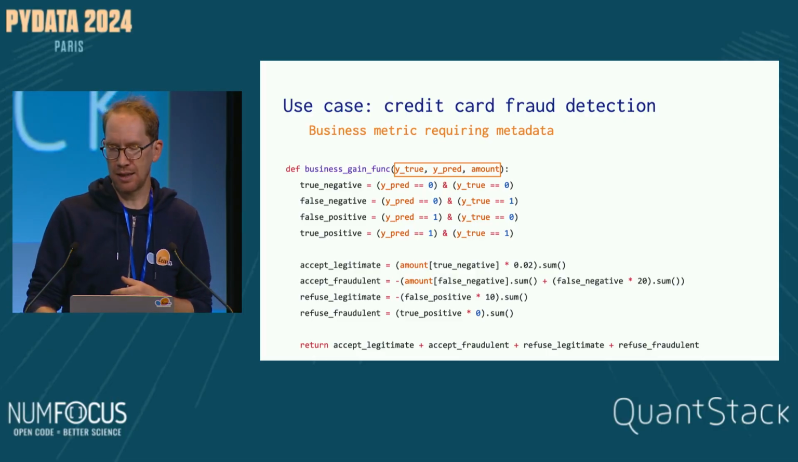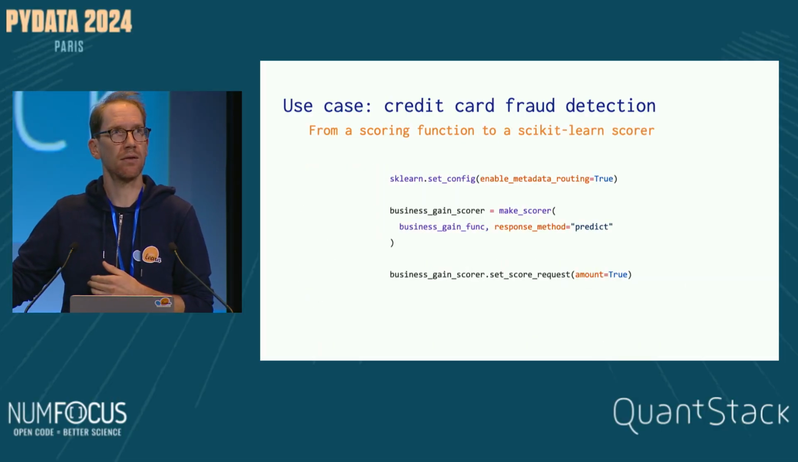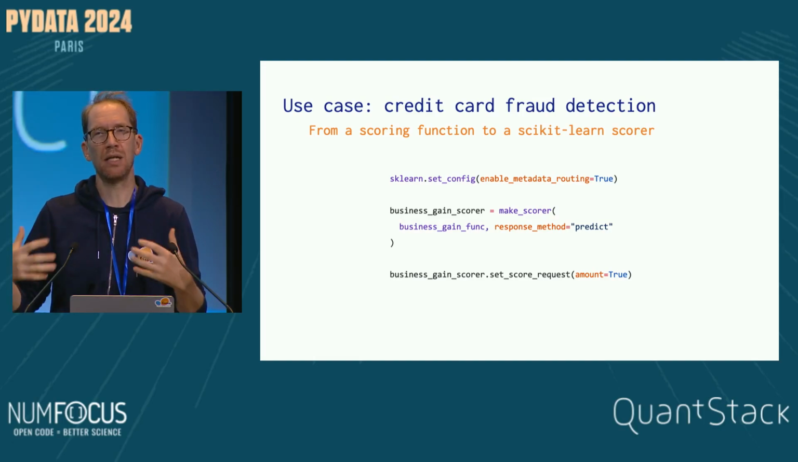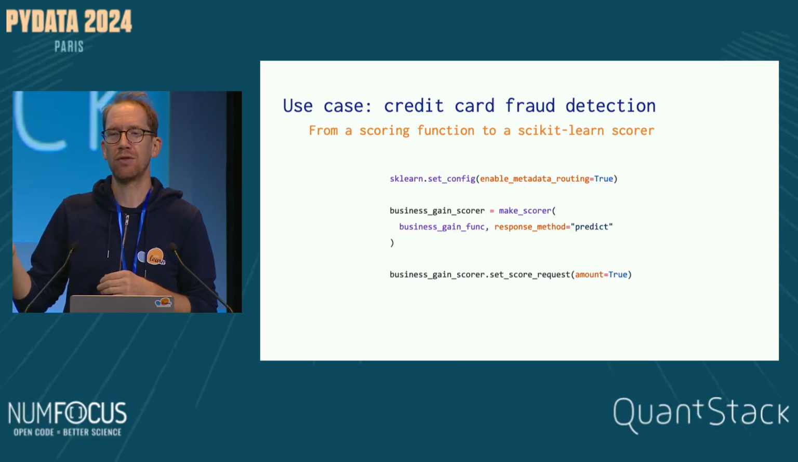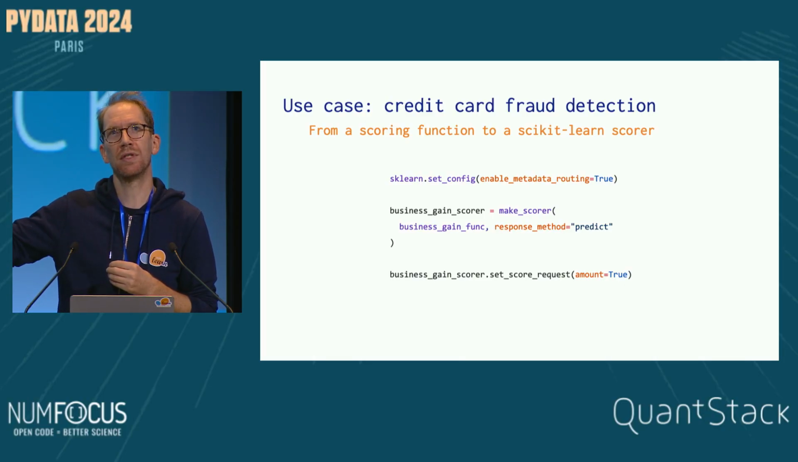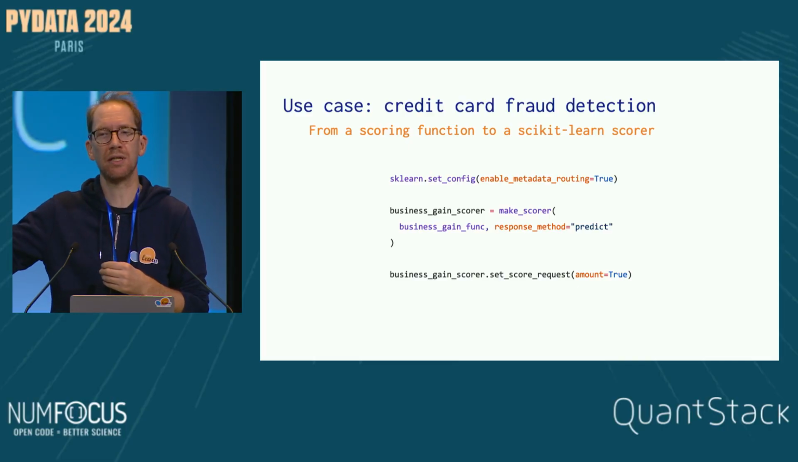And this is where I can just use what Stephanie just presented. So enable metadata routing and build a scorer. And the scorer is just to transform basically this function into an object that I can use afterwards inside an estimator in scikit-learn or cross-validation.